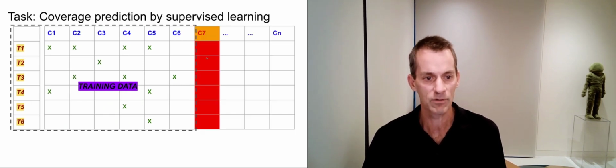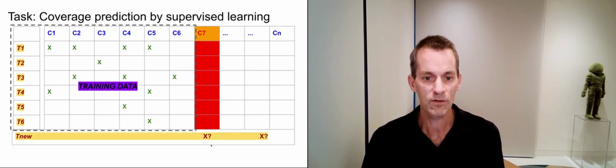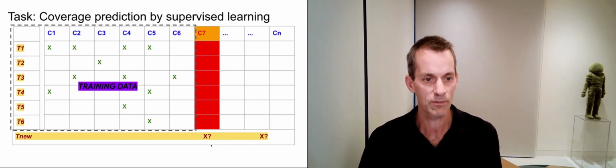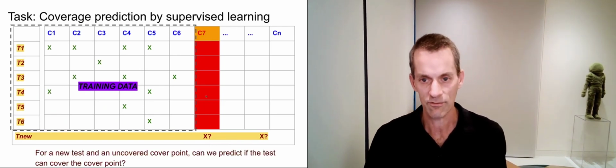So here are a bunch of things we might want to cover in the columns, and different tests that cover different states in the chip. And you can view this as supervised training data. So we can say that, okay, this particular test with the source code for the test covers these 4 cover points, C1, C2, C4, and C5.